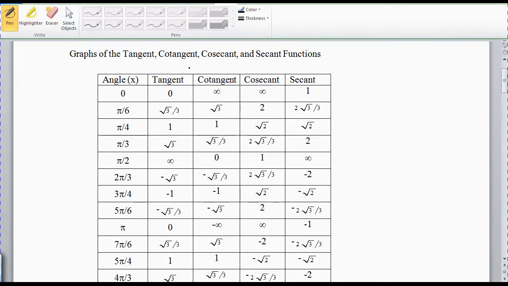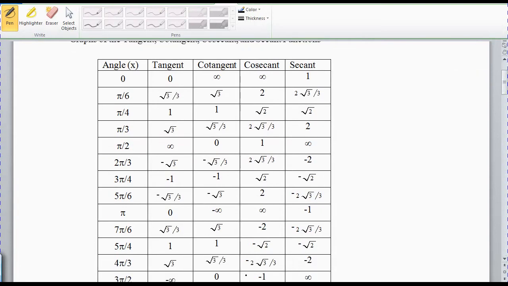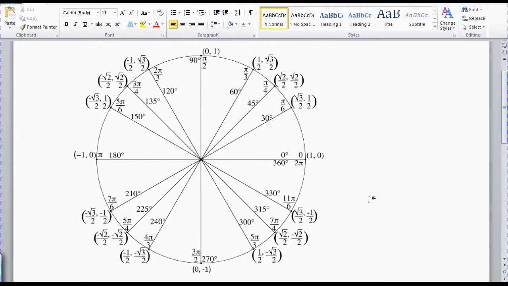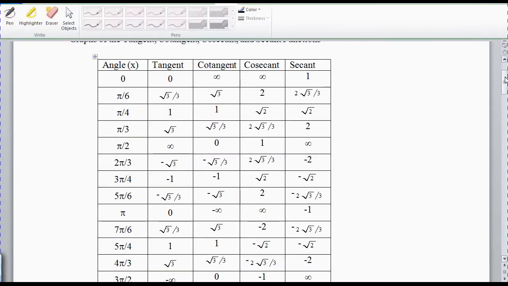Let's look at the graphs of tangent, cotangent, cosecant, and secant. I will only do a couple of these, just to give you an idea. Now, in this chart, you'll see all the function values of each of those functions for the important angles, which are also found on the unit circle. And I'm going to use these to actually draw a graph of the tangent.